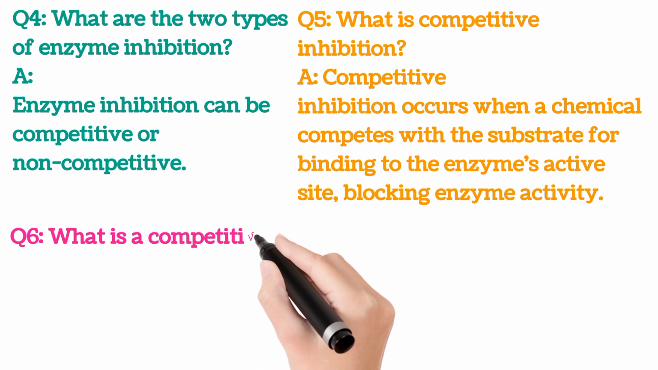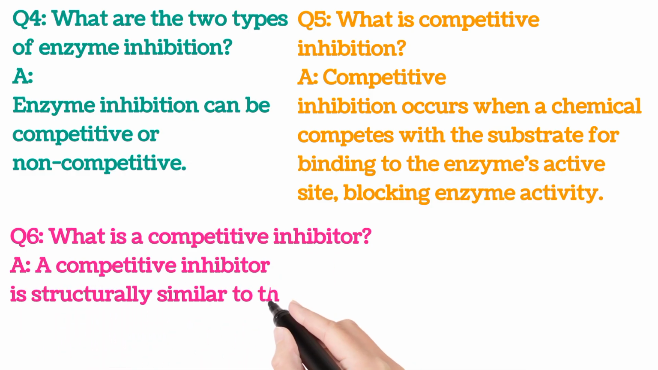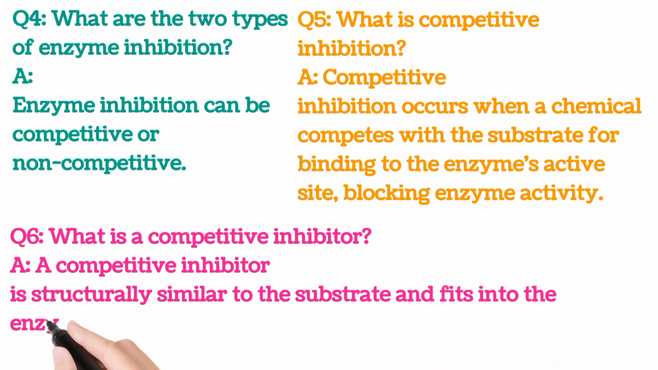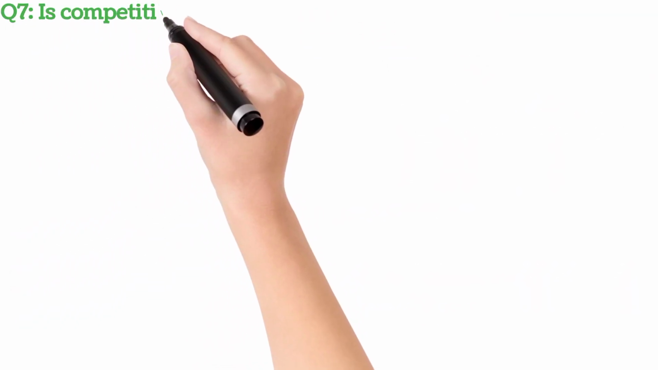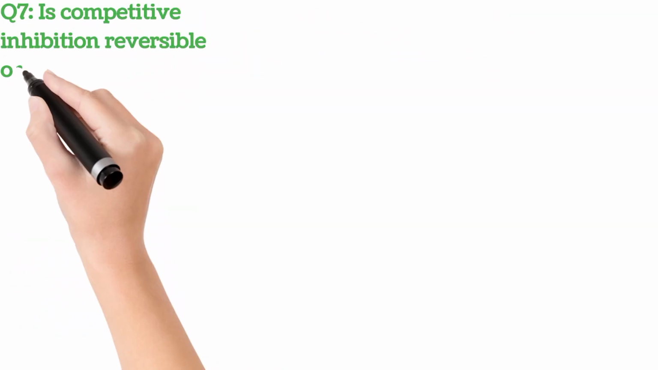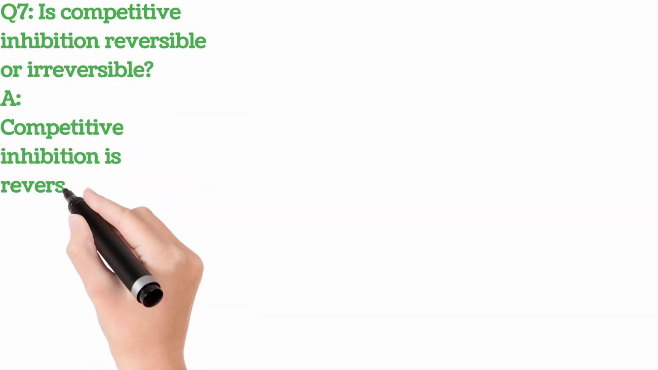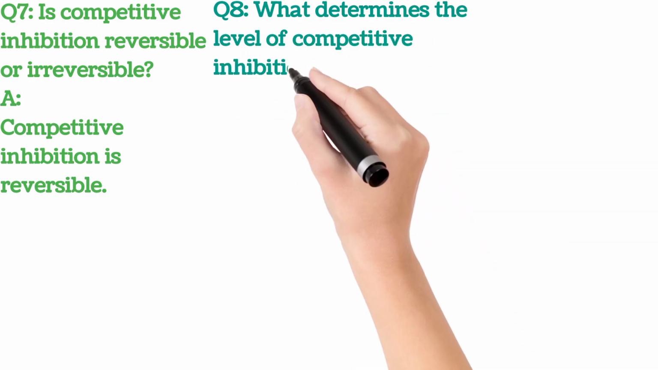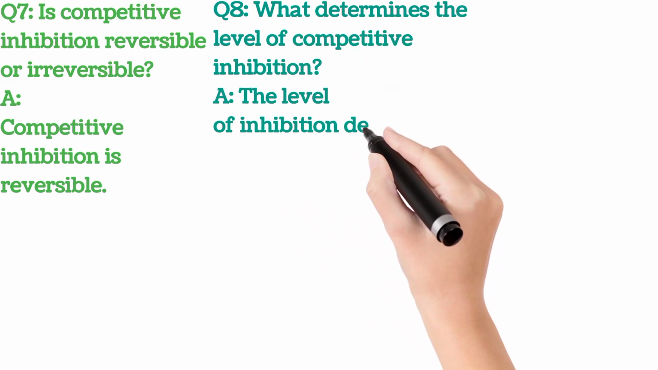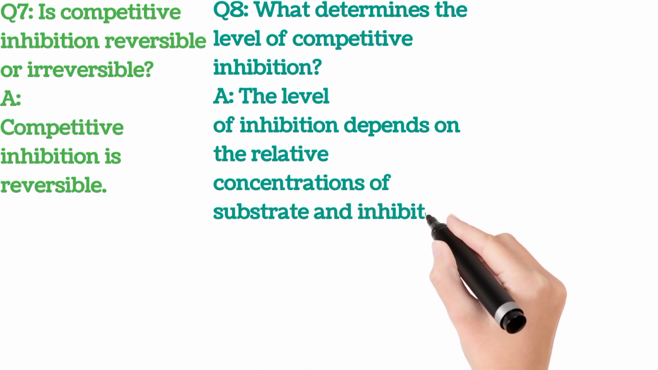6. What is a competitive inhibitor? A competitive inhibitor is structurally similar to the substrate and fits into the enzyme's active site but cannot be catalyzed into products. 7. Is competitive inhibition reversible or irreversible? Competitive inhibition is reversible. 8. What determines the level of competitive inhibition? The level of inhibition depends on the relative concentrations of substrate and inhibitor.